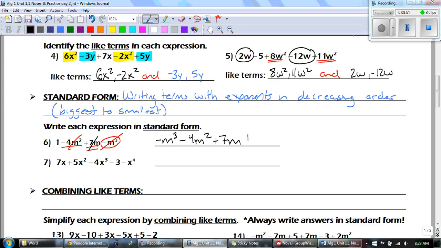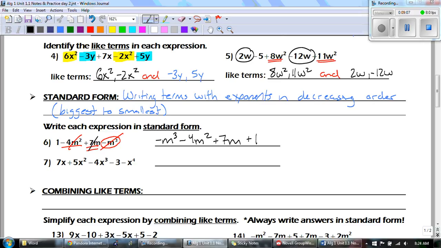And I don't just write 1 because now it looks like 7ml or 7m something. What type of 1 is it? Is it positive or is it negative? Yeah, it's positive, so that would make it a positive 1 at the end.